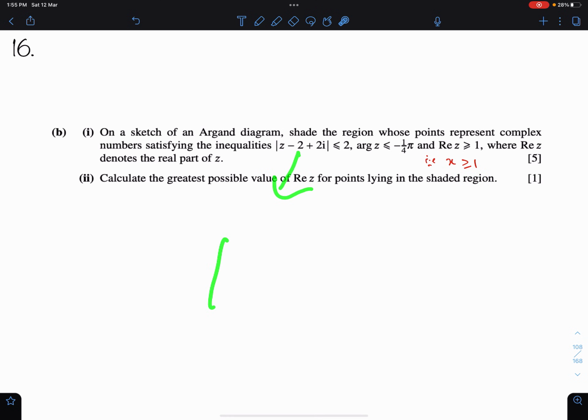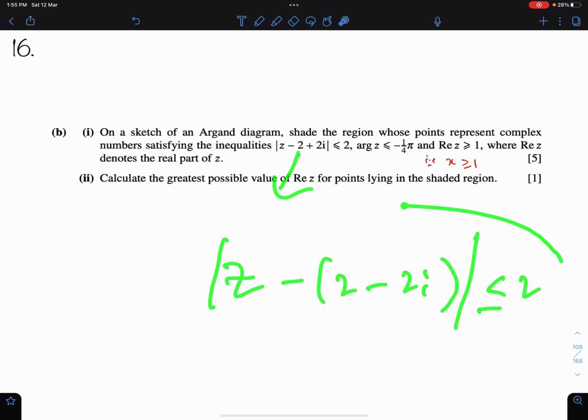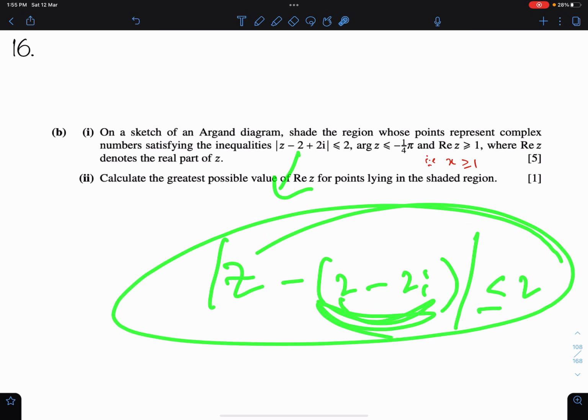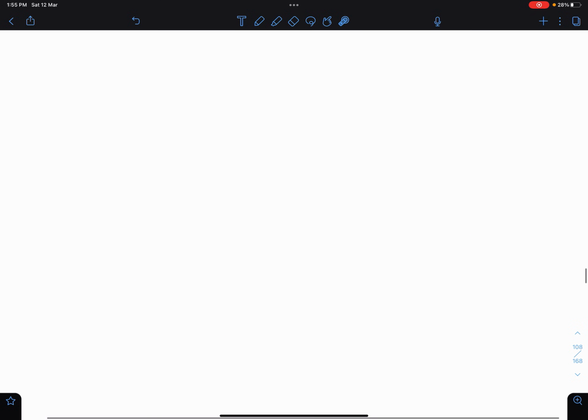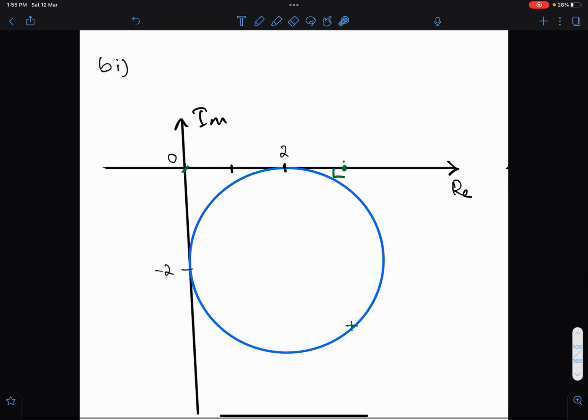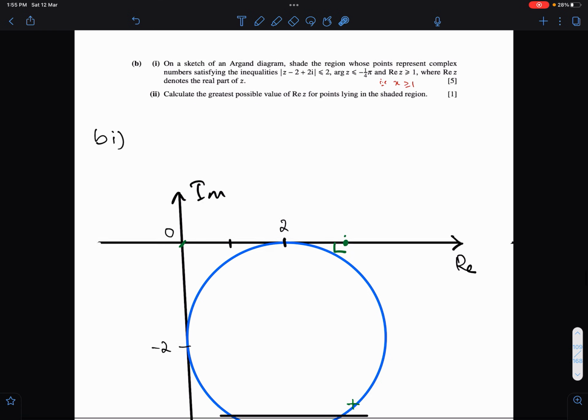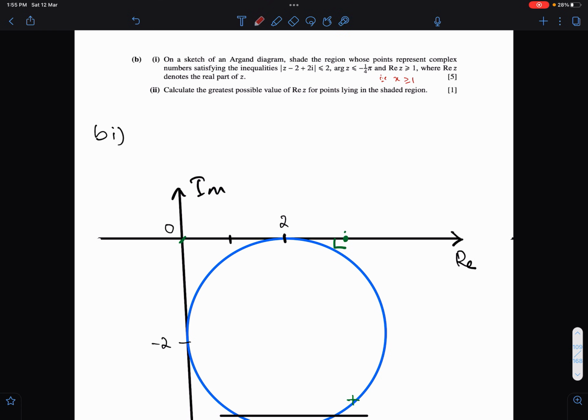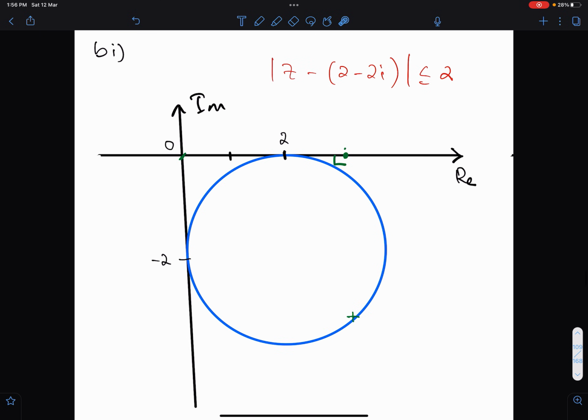First we need to simplify this. 2 minus 2i. So circle with center at 2 minus 2i and radius 2 units. This is the circle, with center at 2 minus 2i, and radius is 2 units on Argand diagram. This is the circle.